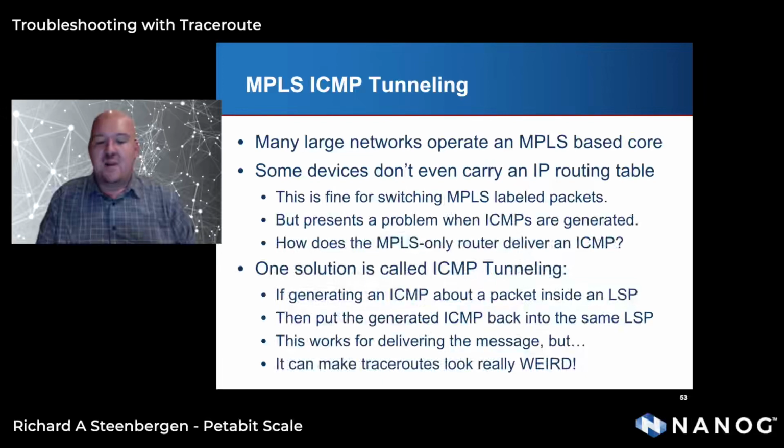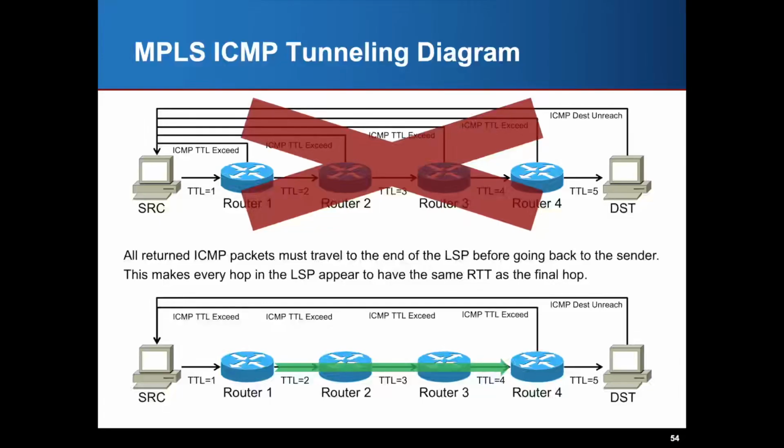One of the solutions that's been implemented is something called ICMP tunneling. What happens here is if your device ends up generating an ICMP packet for whatever reason, that packet gets put back inside the same LSP that it was going on originally. And that works for delivering the message, but it makes the traceroute look really weird. So here's an example. Throw out everything that we talked about before about how it comes back from hops 1, 2, 3, 4.